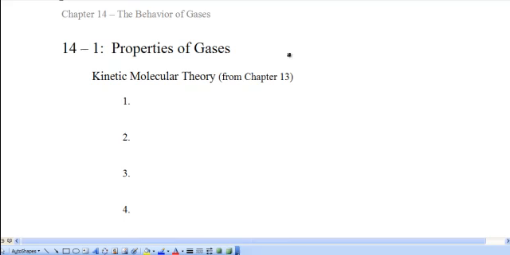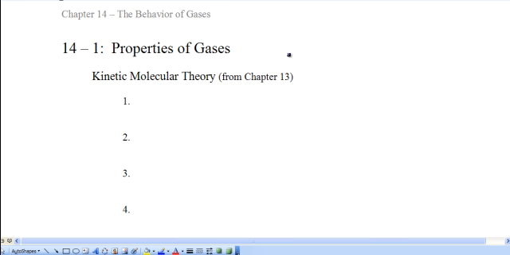And welcome to Chapter 14, The Behavior of Gases. In this particular chapter, we're going to be taking a look at just that, the behavior of gases. We're going to review the kinetic molecular theory. We're going to take a look at the four parameters that describe a gas, the pressure, the volume, the temperature, and the numbers of moles. We're going to take a look at the relationships among those four parameters in the gas laws.